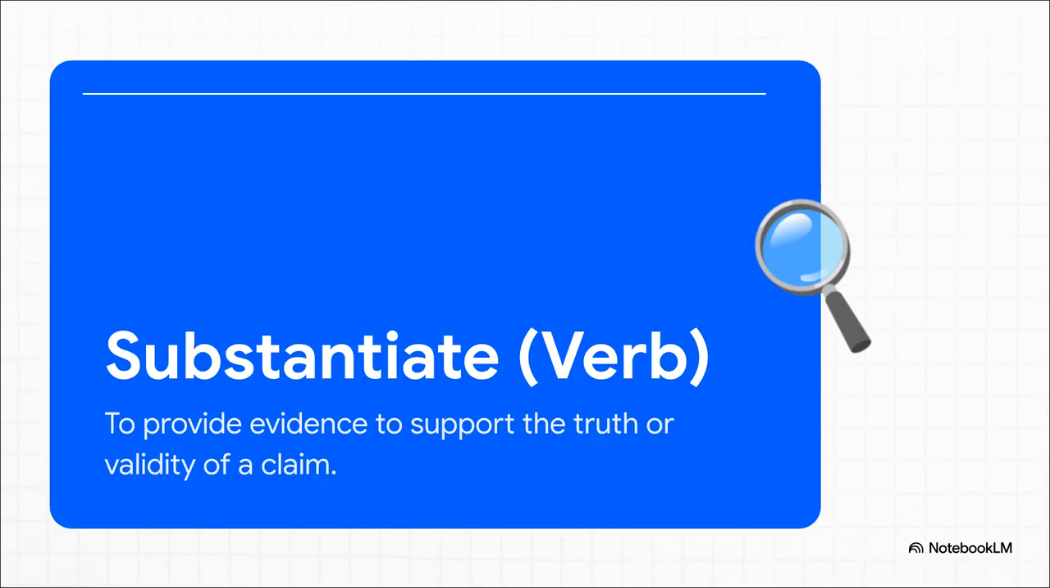So when you substantiate something, you're basically bringing the receipts, right? You're providing the initial proof for a claim. A question might ask you to substantiate your argument with data from the passage. That means you need to build your case from the ground up using the cold, hard facts in front of you.